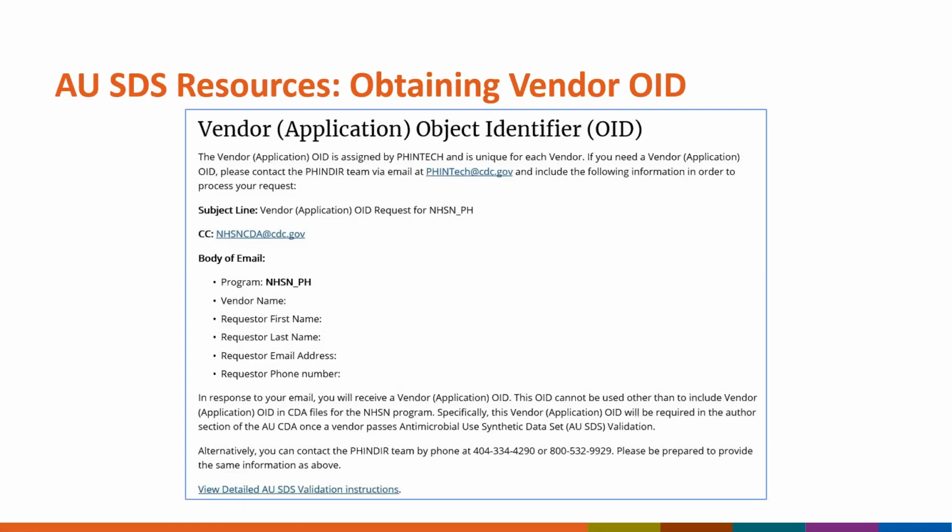So jumping back to the email to FinTech, in response to your email requesting a vendor OID, FinTech will send you a vendor OID. I've noticed they turn it around fairly quickly, within a week or so, but you need to plan accordingly. You can always request a vendor OID while you are still working internally on setting up and testing AU SDS. So to reiterate, the vendor OID will be required in the author section of the AU CDA once a vendor passes AU SDS validation.